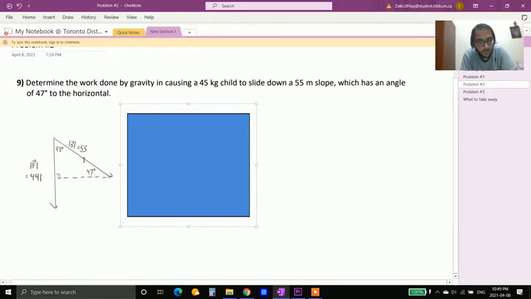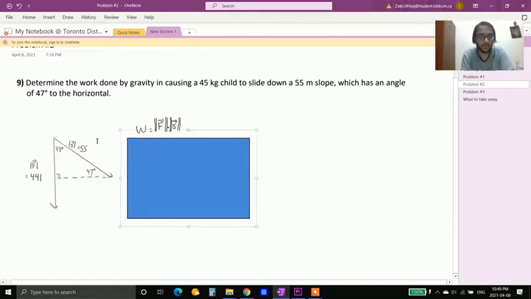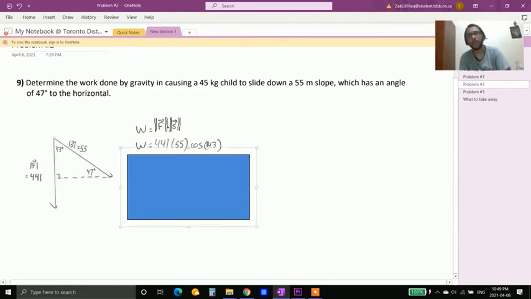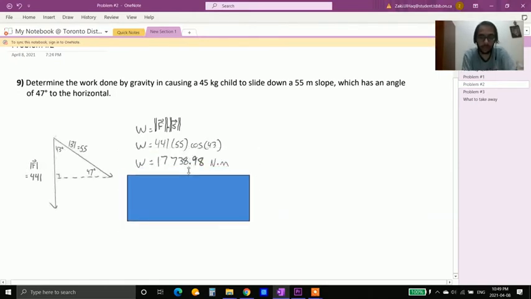So 90, 47, we can find the remaining angle which connects between this vector, and this will help us so much. So we have to determine the work, and if you remember from our warm-up activity, determining work is just the magnitude of F times S. And our magnitudes were 441, 55, and we multiply it by the cos of the angle in between. In this case, that was 43. If we plug all that in, we get 1,738.98 Newton meters. See, all you have to do is understand dot multiplication, and this becomes a lot easier.